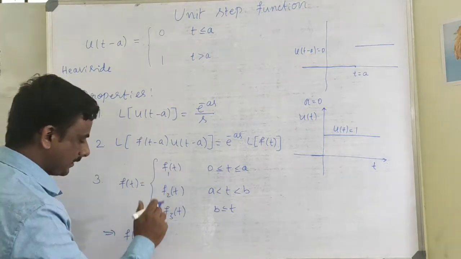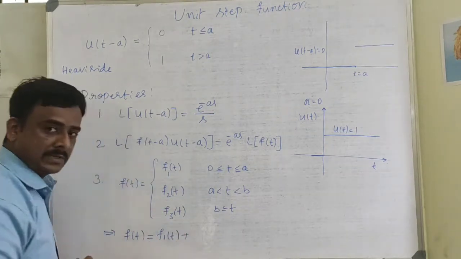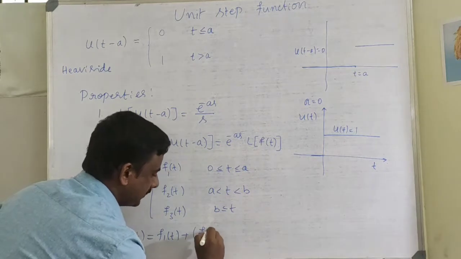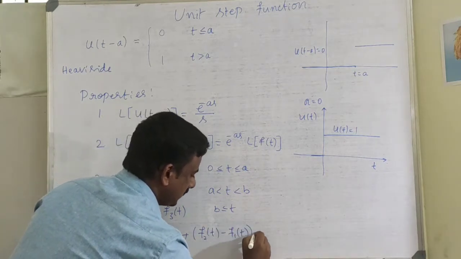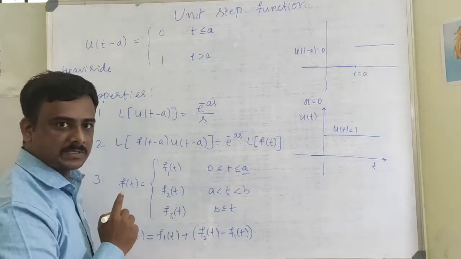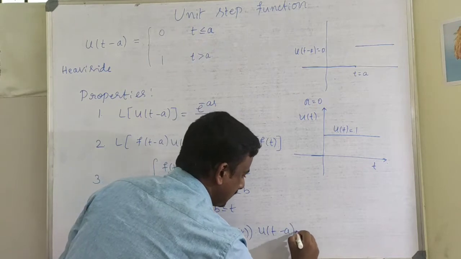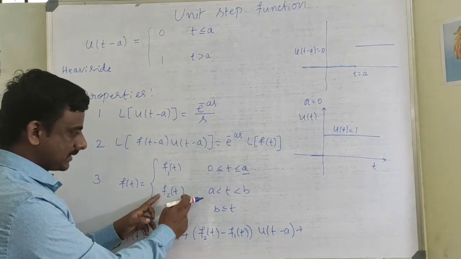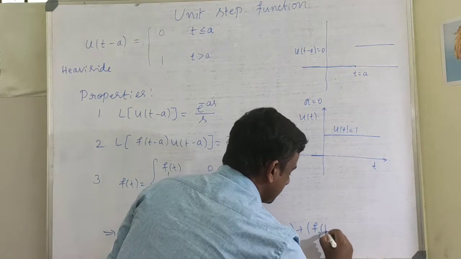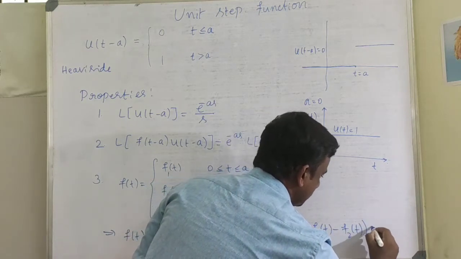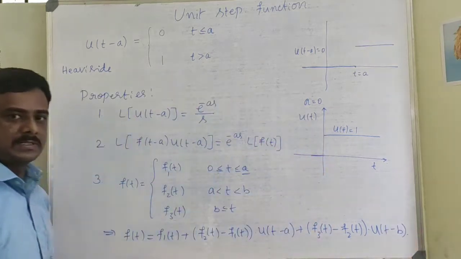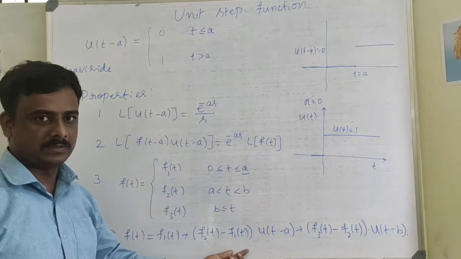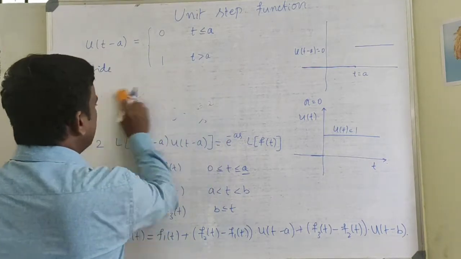In terms of unit step functions, the way of writing f of t is, first function I have to write as it is, f1 of t, no change in that. Second term will be second function minus the first function, that is f2 of t minus f1 of t, times u of right endpoint of first subinterval, u of t minus a, plus third term will be third function minus the second function, that is f3 of t minus f2 of t, into u of t minus b. So this is the way of writing the function f of t that is defined in different subintervals in a single line.